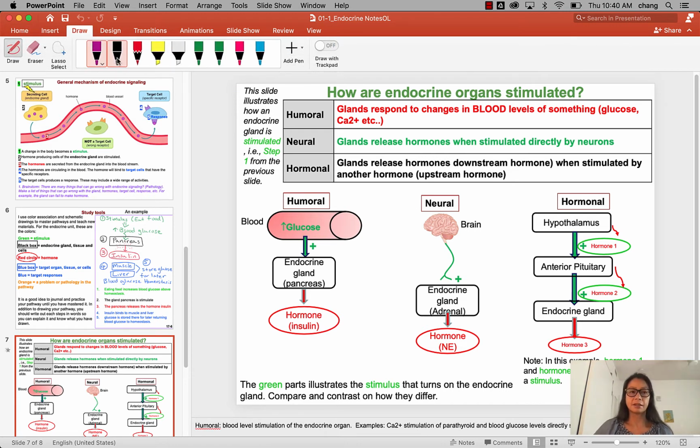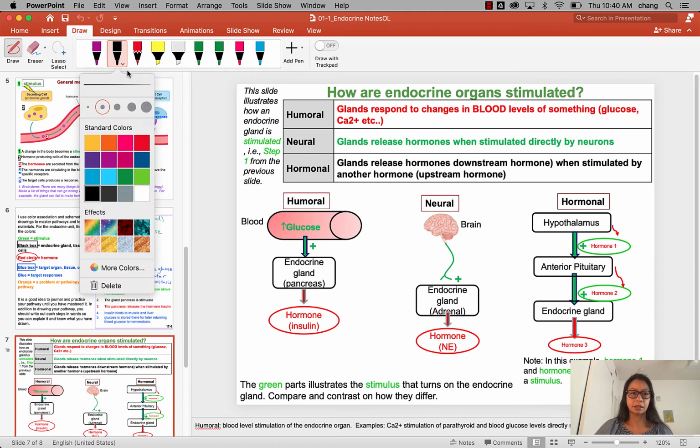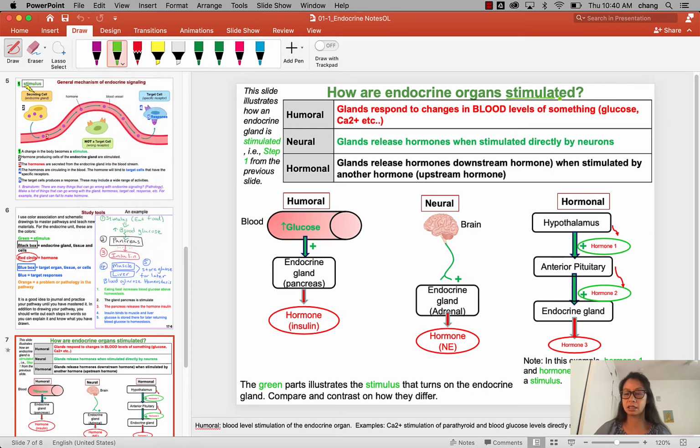And these 3 categories are humoral, neuronal, and hormonal. They differ a little bit, and you can look at how they differ. I draw them side by side, but because we're looking at the stimulation, you want to focus on the green. Here, here, and here. You're comparing and contrasting the 3 green spots.